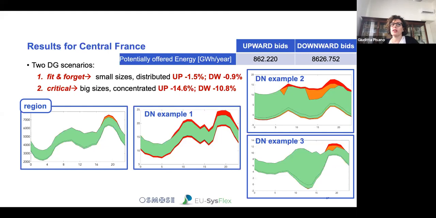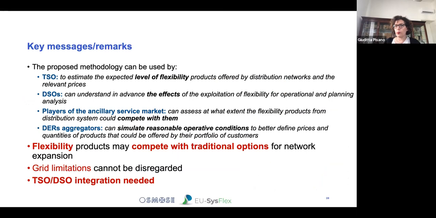By concluding, the next slide, only a few remarks. Flexibility products may compete with traditional options for network expansion. Grid limitation cannot be disregarded. And as previously mentioned, the TSO-DSO needs coordination. Thank you for your attention.